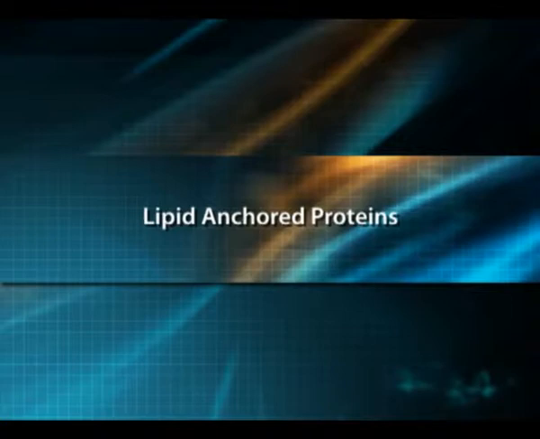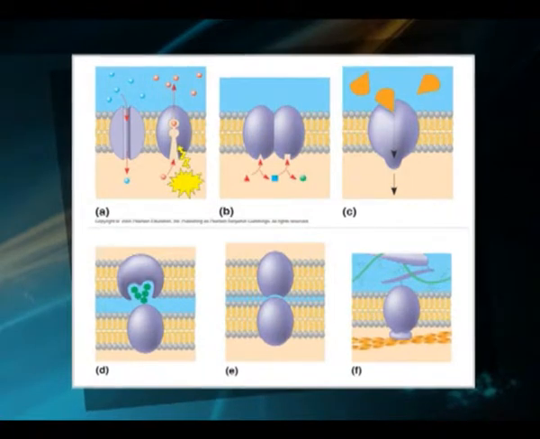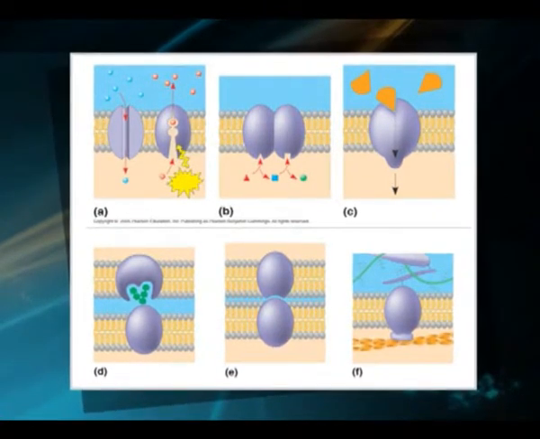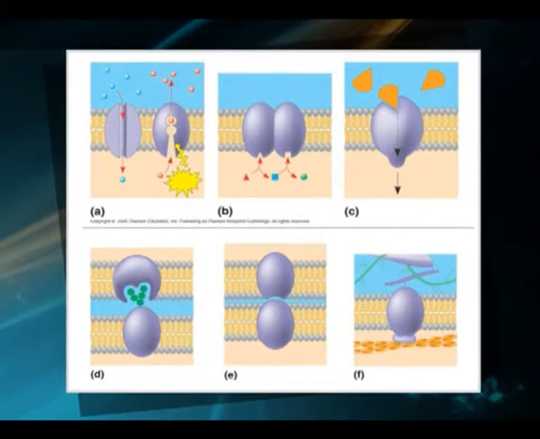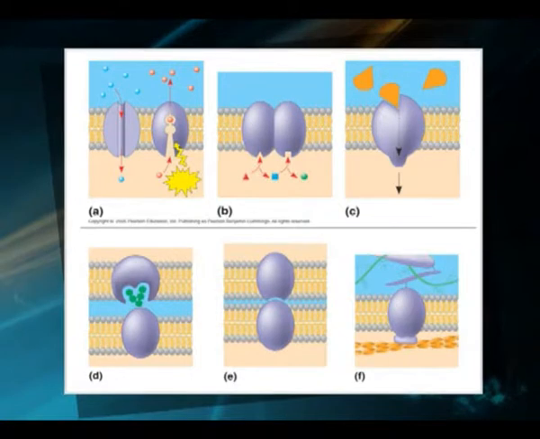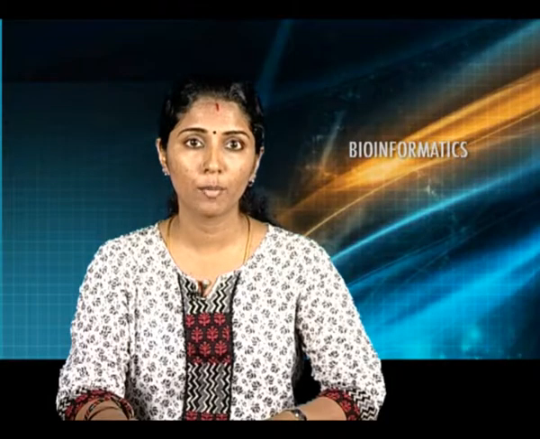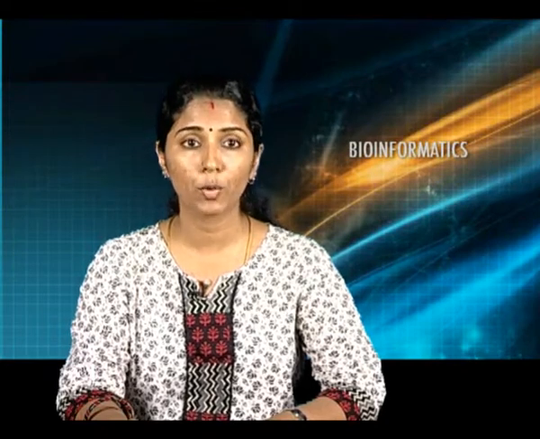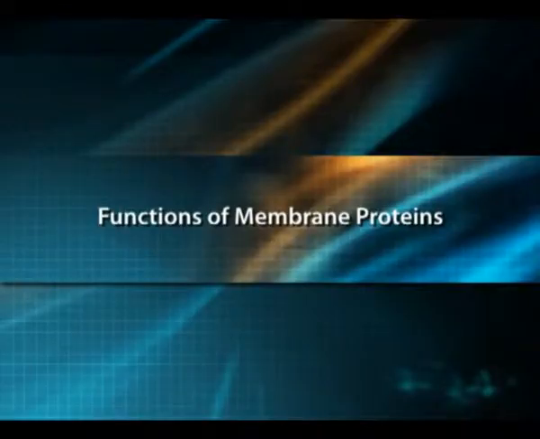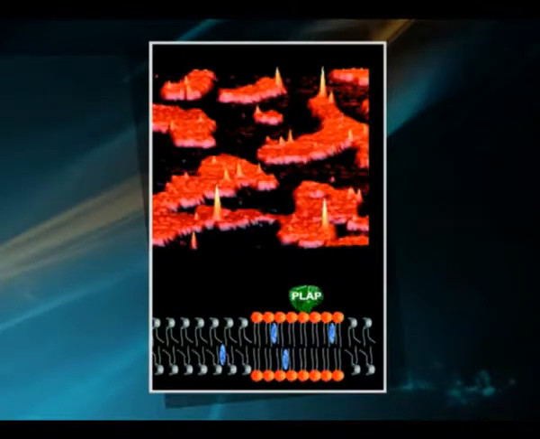Lipid anchored proteins. Numerous proteins are present on the external surface of the plasma membrane, which are bound to the membrane by a small complex oligosaccharide linked to a molecule of phosphatidylinositol that is embedded in the outer leaflet of the lipid bilayer. Peripheral membrane proteins containing this type of glycosyl phosphatidylinositol linkage are called GPI anchored proteins. Functions of membrane proteins. The following are the 6 major functions of membrane proteins.